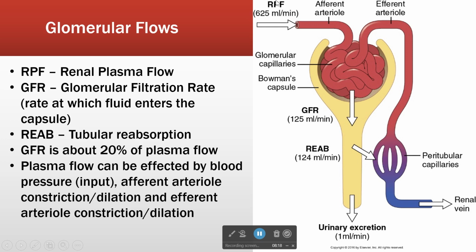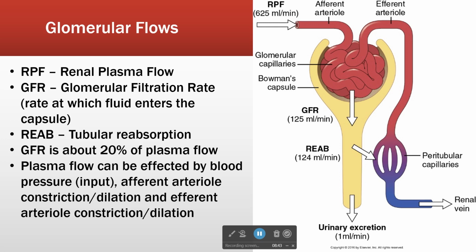Let's look at our numbers again. 625 blood went in, 125 filtrate came out. 124 mLs of that 125 mLs was reabsorbed. You see that? So massive reabsorption in the kidney. In other words, far less than 1% of what is filtered ends up as urine. That's why we don't call it urine at the beginning.